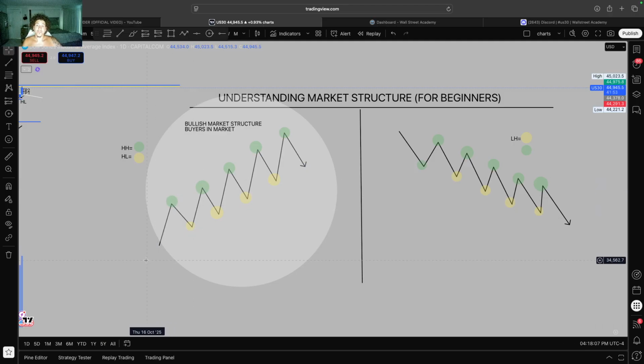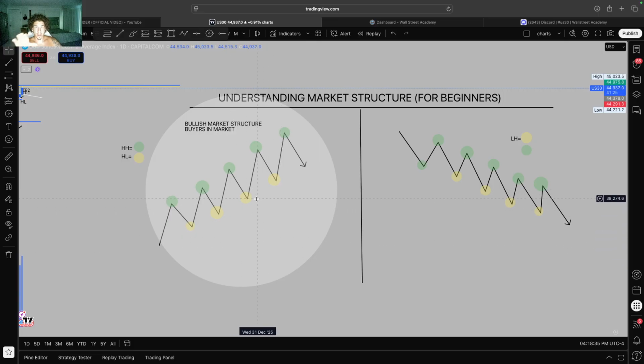So, as you can see right here, this is a bullish market with bullish market structure, meaning buyers are in the market. So, take these notes for now. Buyers are in the market during bullish markets, okay? So, bullish equals uptrend, and that buyers are in the market. Bullish equals we're going up. All right?